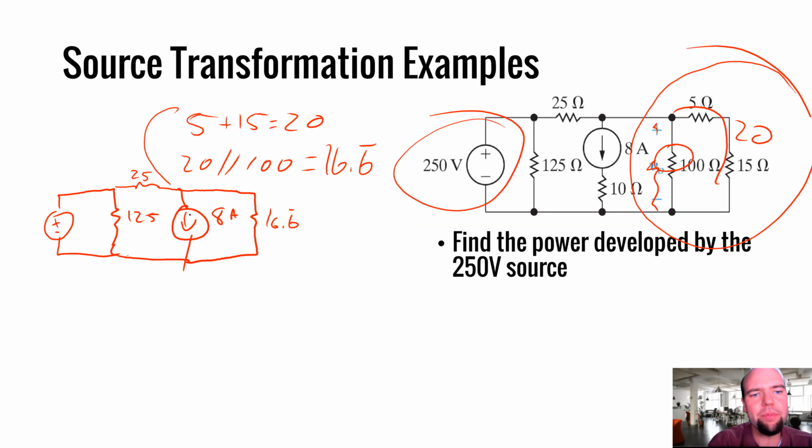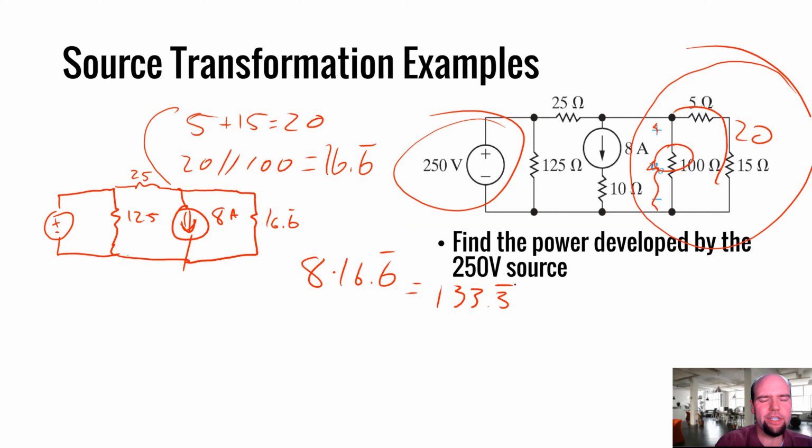One thing to note though is this current supply was pointed down, which means my voltage supply, when I combine this, is going to have the positive on the bottom. So we're going to want to be very careful with that. The equivalent voltage is going to be 8 times 16.6, which is 133.3 repeating.